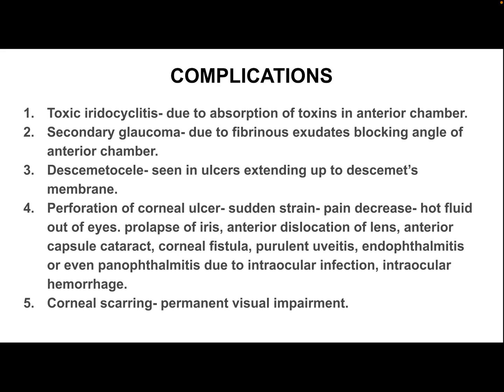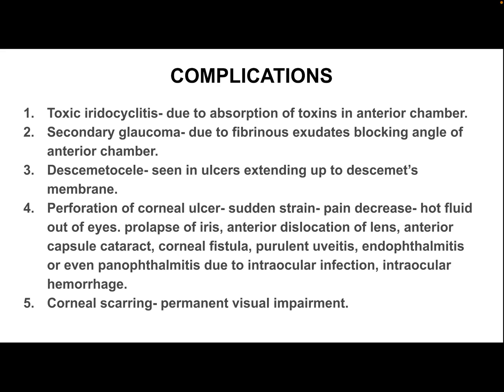So now complications. There are 5 complications, and this is important. They can ask you what are the complications of bacterial corneal ulcer. So you should know this. Toxic iridocyclitis. So what happens is, like I said, the organism may produce some toxins, and they will be absorbed into the anterior chamber, and then that is taken up by the iris and the ciliary body, and they will undergo inflammation, iridocyclitis.